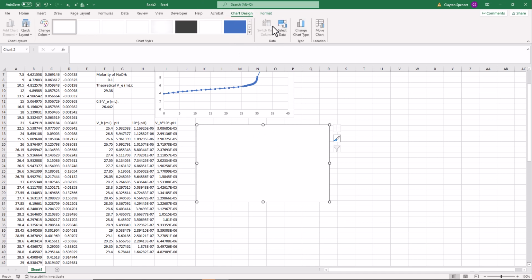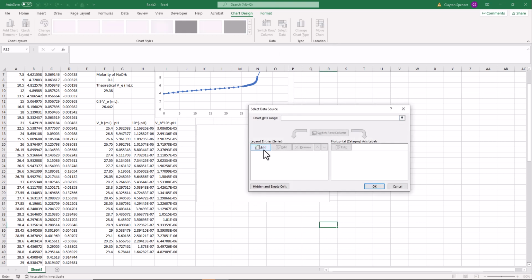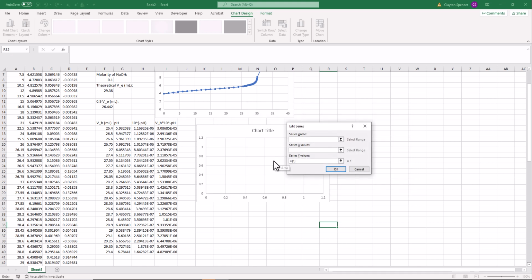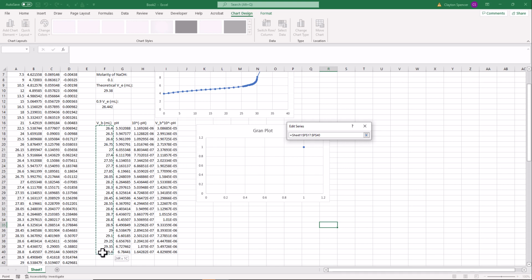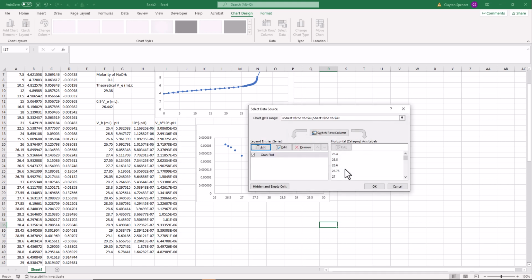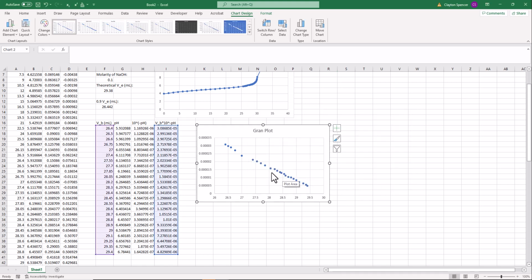Click on that. Then you should have a button that says Select Data. We want to left click that. Now we want to add some new data. It says the series name. We can click on a cell to give it a name, or we can just give it a name. I'm going to call it Gran plot, like that. Then we need our x values. We click on this little icon right here. That will let us click and drag to select our x-axis values. There they are. Then we can click on this to return to our selection screen. We do the same with the y values right here. We click on that, click and drag to select the y values, return to the screen, and click OK. Click OK again. And lo and behold, there's our Gran plot.